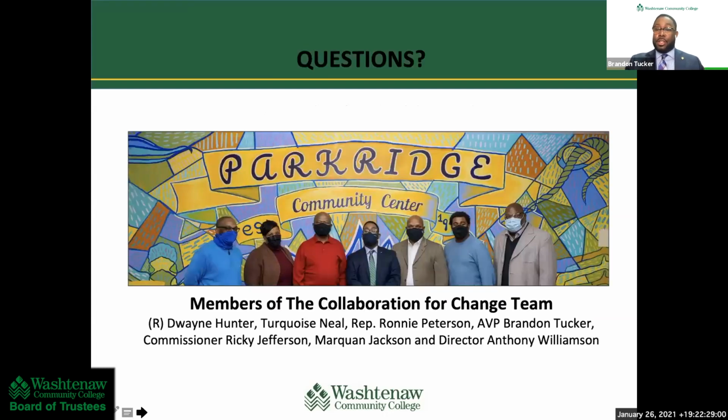The last slide I have is just to provide you a picture of the Collaboration for Change team. These are some members of that. There, of course, some were not pictured, but of course, Dwayne Hunter to your left, who is the site coordinator for Parkridge, Turquoise Neal, who's actually the principal of the middle school, but she is the lead administrator for Learning Labs as the entire operation. Representative Peterson, who's been a driving force behind this. And then you have, of course, Commissioner Jefferson, Marquand Jackson, and then, of course, Anthony Williamson, our Director of College and Career Readiness.